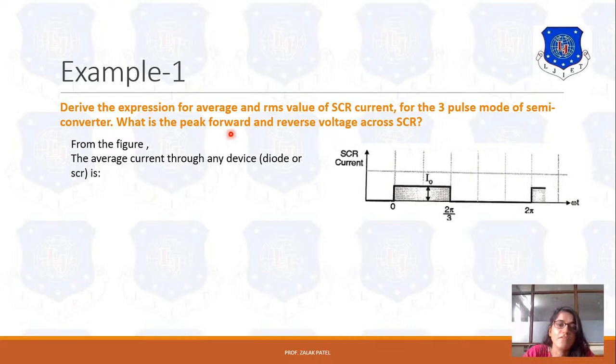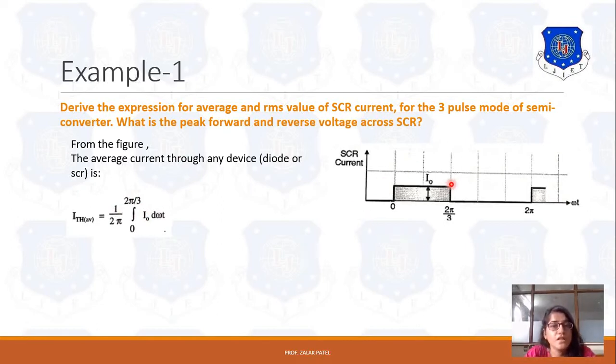So here the average current for the diode as well as for the SCR is calculated, given by 1 upon 2 pi, integrated from 0 to 2 pi by 3. Why 0 to 2 pi by 3? Because 180 into 2 means 360, divided by 3 means 120 degrees. Here the phase difference is taken.